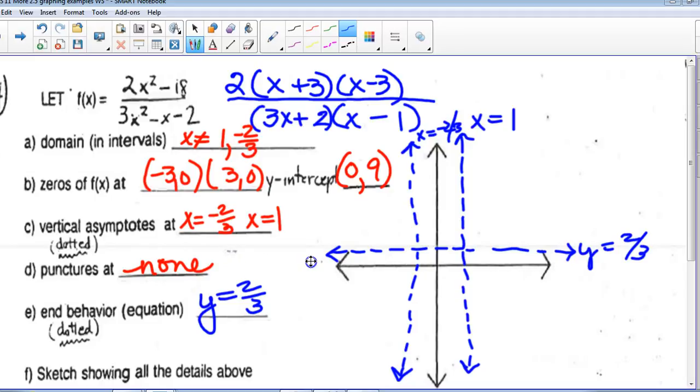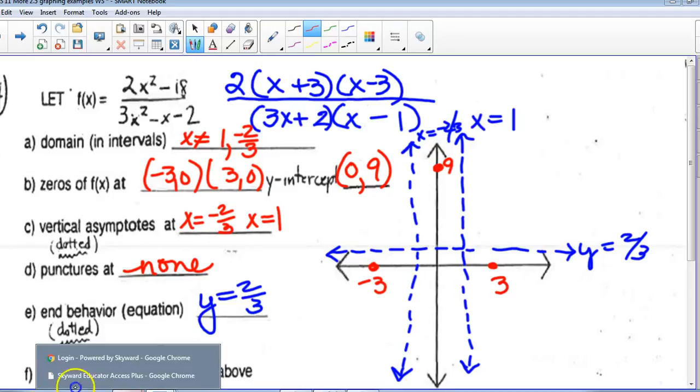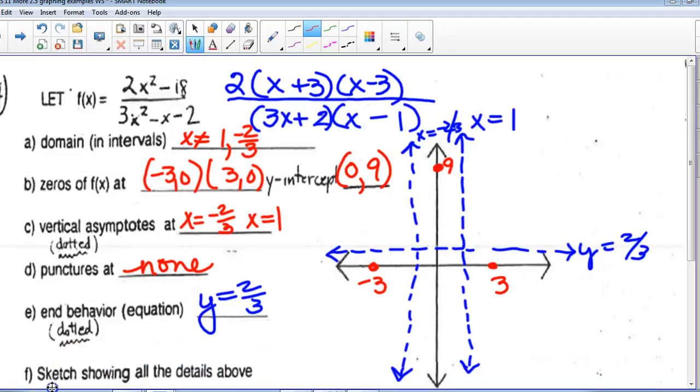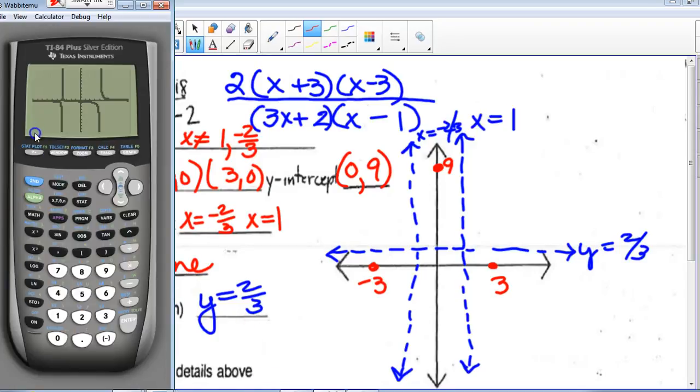We have some zeros, though, right? Some more things to help us figure out what's going on. Up here, it crosses at 9. Over here, it crosses at negative 3. Over here, it crosses at positive 3. That gives me some hints about where things are, right? Okay. When I have all that on the graph, then I'm probably in pretty good shape for graphing.